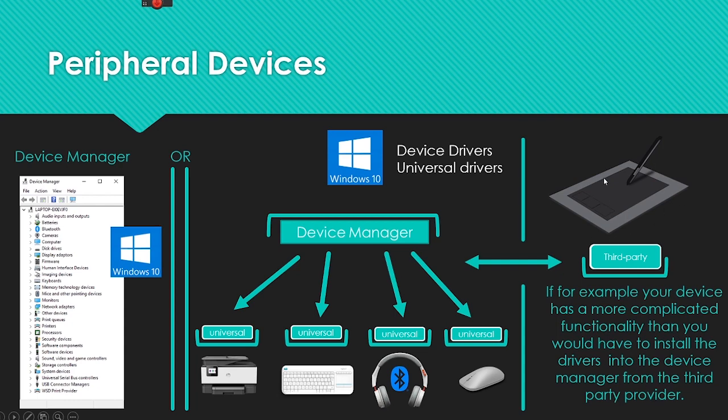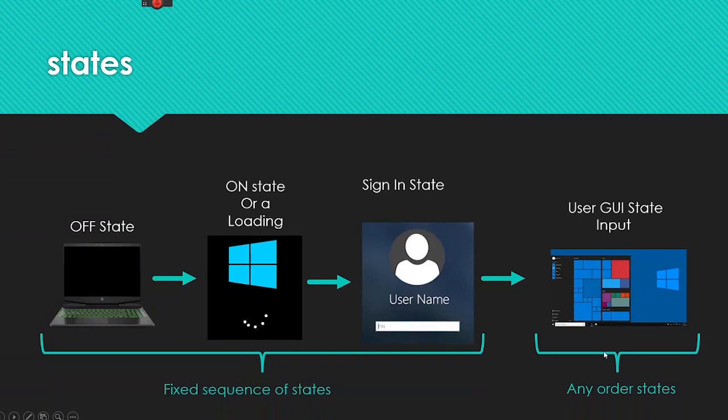Right here we have a graphical tablet. So let's see how this all works. We have installed the third-party drivers into the device manager, and it is then run. This is an off state of a laptop or computer, and this is where the computer is not running, and this is a state where none of the components are working or being used.